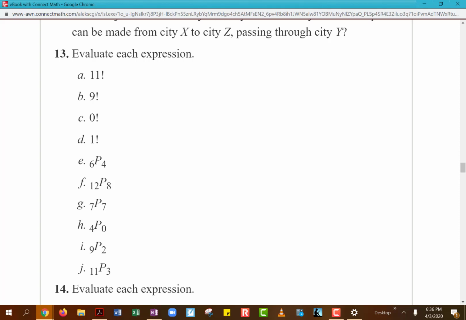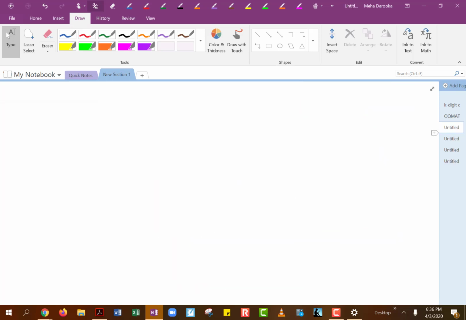So this is 13. We'll do part A first, which is 11 factorial, right? So 11 factorial is just simple. 11 times 10 times 9 times 8 times 7 times 6, 5, 4, 3, 2, 1.